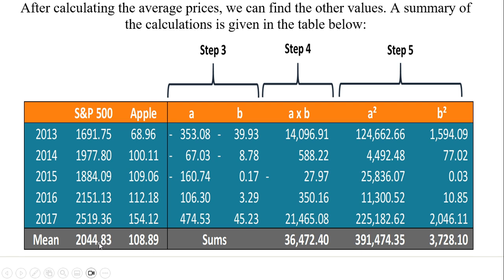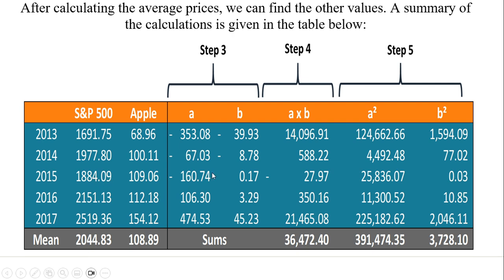2044.83. Now what do we do here? This is the mean, right? This place here. Now when we have the mean in this place, we get to subtract this one from the mean. So this particular value from this mean will give you what? Minus 353.08. Now 1977.80 minus this mean will give you what? Minus 67.03.